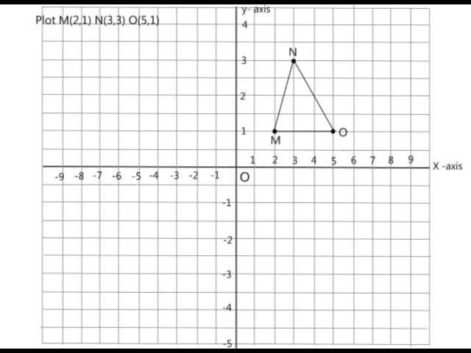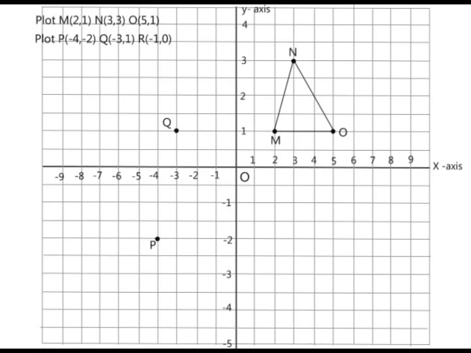Now again, let's plot the points P(-4, -2), Q(-3, 1), and R(-1, 0). P, we move 4 points to the left on the x-axis, that is on the negative side, and again we move 2 points down on the y-axis on the negative side, so this is P. Q, we move 3 points to the left of the origin, that is on the negative side of the x-axis, and again we move 1 point on the positive side of the y-axis, that is above the origin.